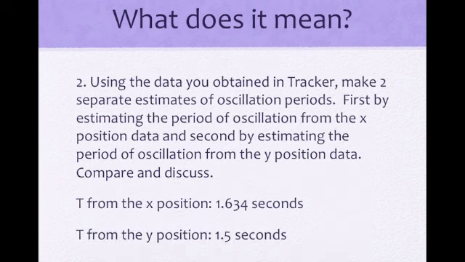My T in the x position after calculation was 1.634 seconds, and my T in the y position was 1.5 seconds. These are extremely close, indicating that the mass of the object was oscillating just as much in the x direction as it was in the y. However, my T value is slightly larger in x, meaning that the mass was covering more distance in the y direction faster than it did in the x.